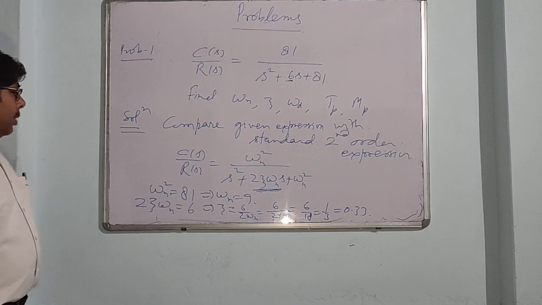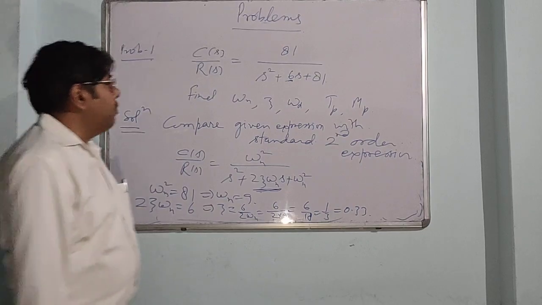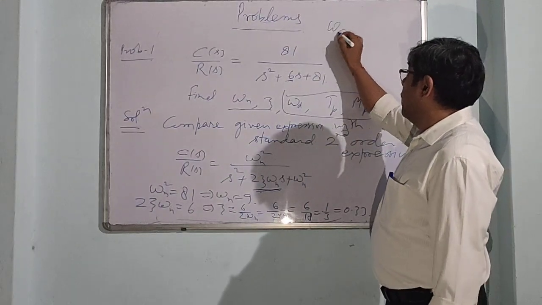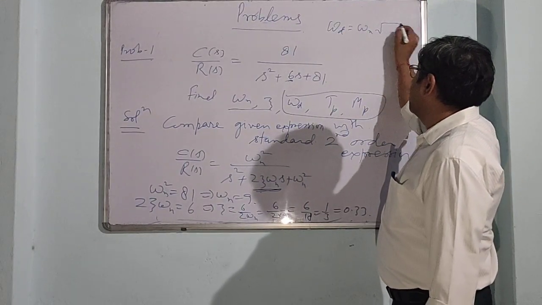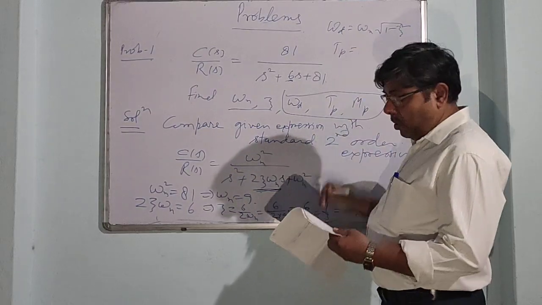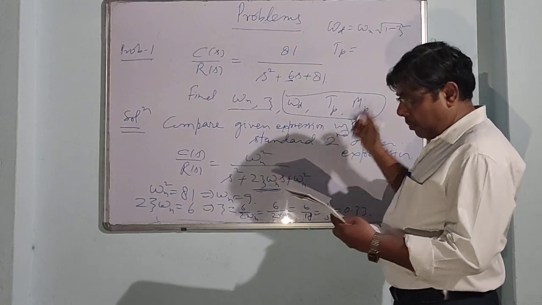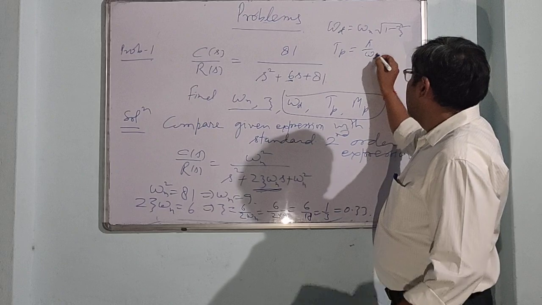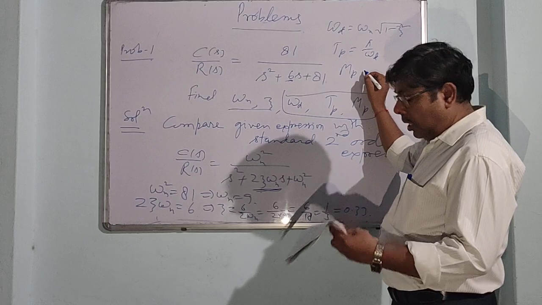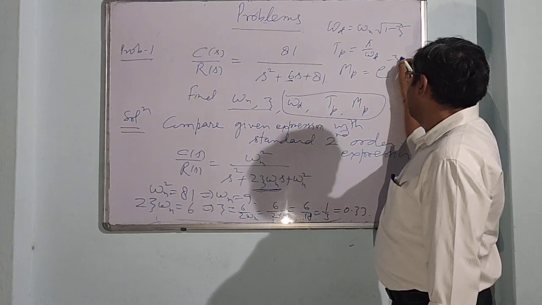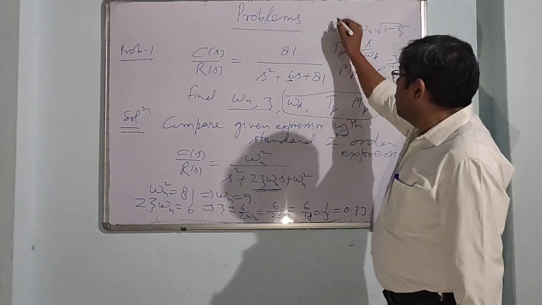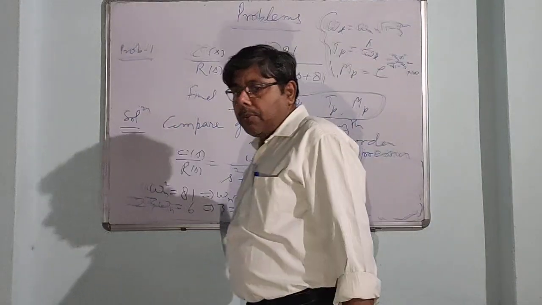So we have calculated these two values, omega n and zeta. Then we can calculate all these three parameters. What is omega d? Omega d is omega n under root 1 minus zeta square. Similarly, peak time, you can use this expression, pi upon omega d, and percent overshoot expression, which is e to the power minus zeta pi upon under root 1 minus zeta square, into 100. So you can use all these expressions.